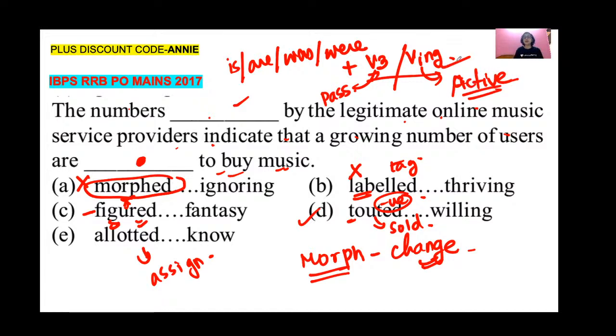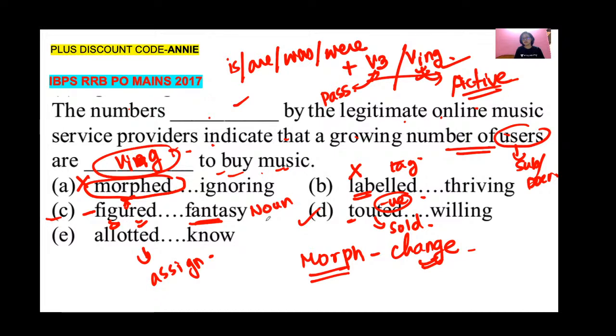So here you see the number of users dashed to buy music. These users are the subject or doer. So this sentence is in active voice, so the ing form of the verb is going to come. So here we need a verb in its ing form. But in option C, fantasy is a noun, so you cannot place this in the second blank. So this option is wrong. The only correct option is option D.